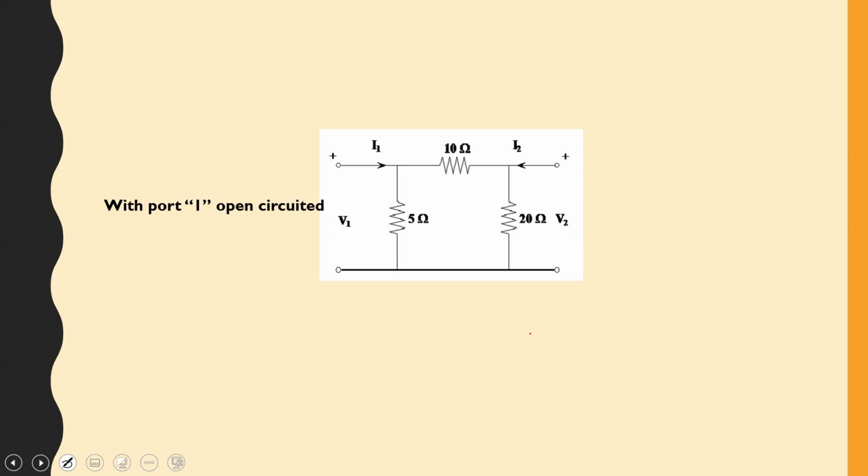And what's the relationship between V1 and V2? What expression would you use? Can you divide up the voltage? We would use voltage divider. Between what? For the V2, you just basically divide up the voltage between the 5 and the 10.